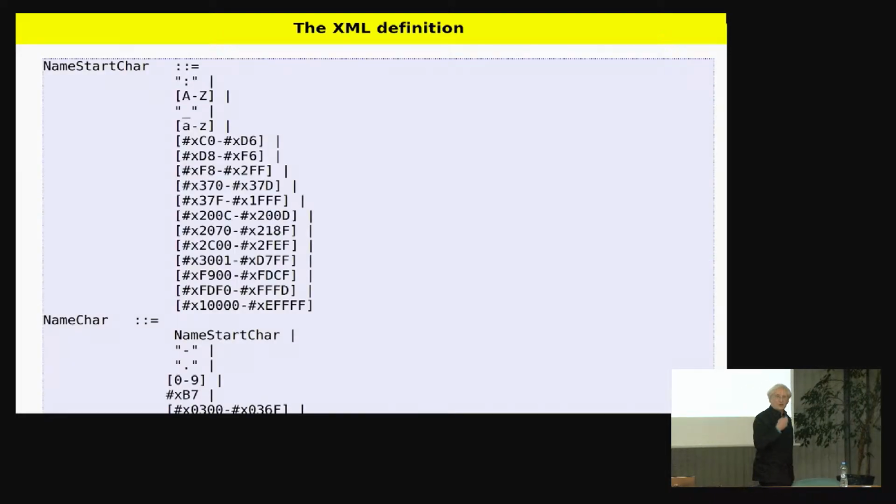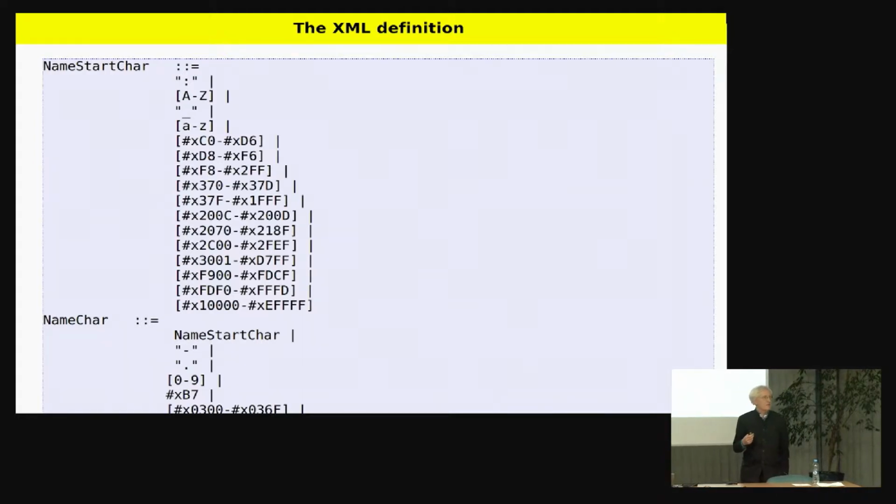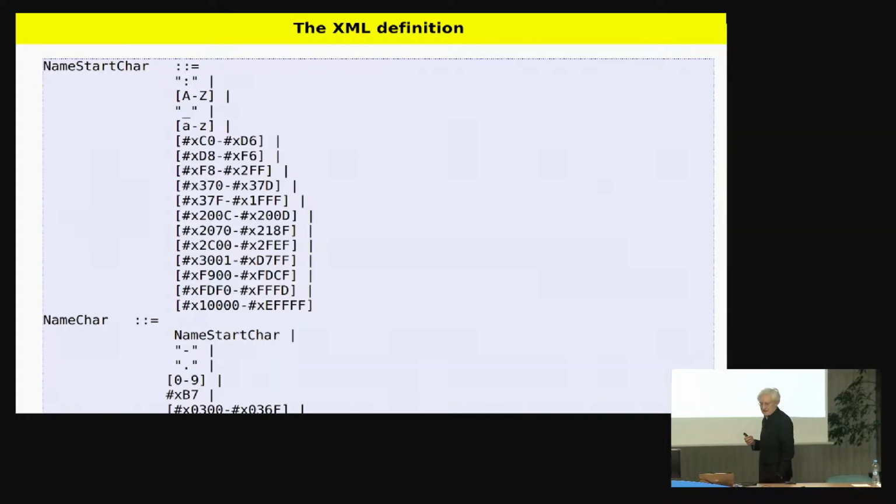This is the rule that defines name characters in XML, and I would claim that this is rather opaque. I went round a number of friends and colleagues, showing them several element names and asking them, do you think this can be an XML name? And quite frankly, they weren't very clear themselves.